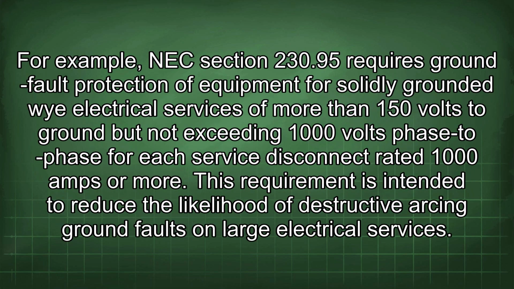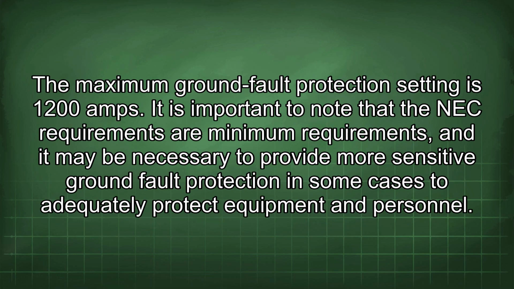For example, NEC Section 230.95 requires ground fault protection of equipment for solidly grounded wye electrical services of more than 150 volts to ground, but not exceeding 1000 volts phase to phase, for each service disconnect rated 1000 amps or more. This requirement is intended to reduce the likelihood of destructive arcing ground faults on large electrical services. The maximum ground fault protection setting is 1200 amps.